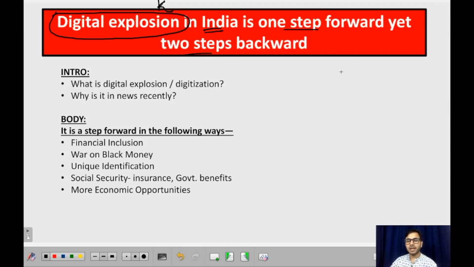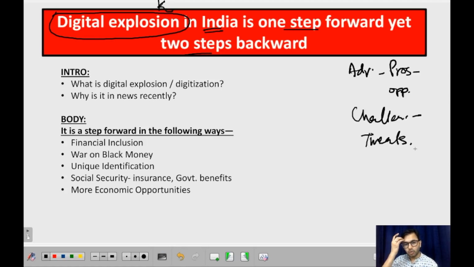It means that we have to talk about the advantages or the pros or the opportunities that have been brought about by digital explosion or digitization in the country. What are the challenges or the threats which digitization poses for Indian society, for the Indian economy? So those are the things that we have to talk about.